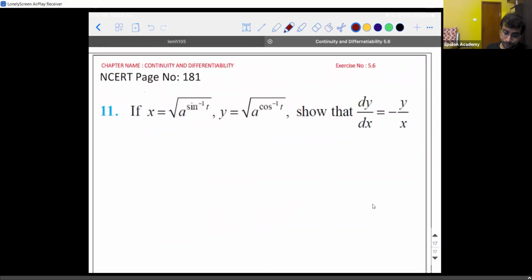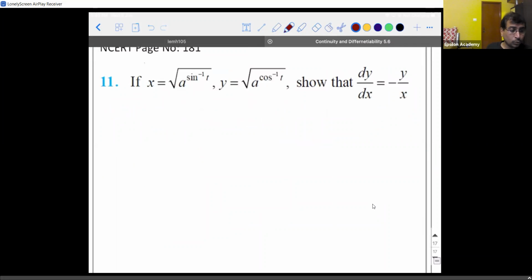Last problem. If x is equal to root of a into sin inverse of t and y is equal to root of a of cos inverse of t, then show that dy by dx is equal to minus y by x. So how do we proceed? How do we proceed, guys? Shall we do direct differentiation?